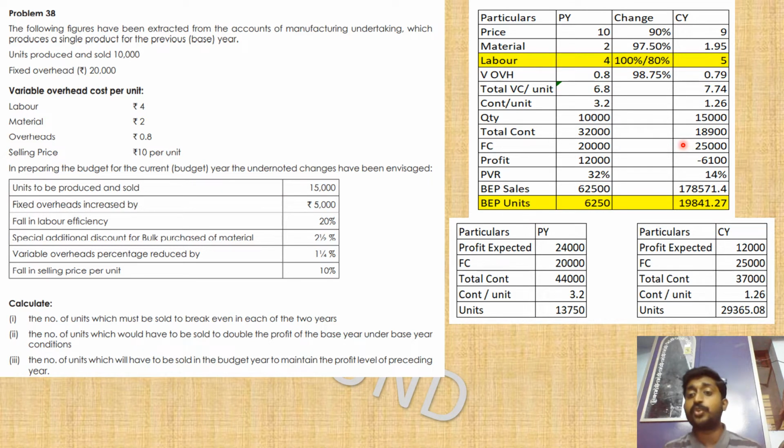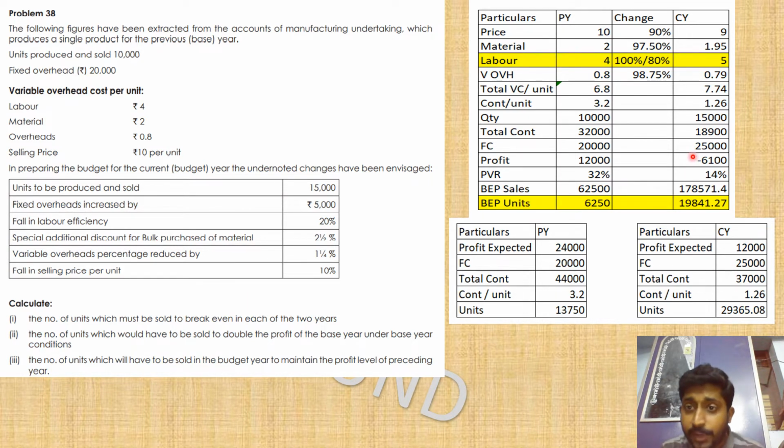Then how many units do you have to sell? Then you have to take 12,000 as the profit. You have to recover the fixed cost also, which is 25,000 in the current year. Okay, you should not take the old fixed cost, which is 20,000. In the current year, fixed cost is going to increase by 5,000. So 20,000 plus 5,000 is 25,000. So you have to take total contribution of 37,000 to achieve this.